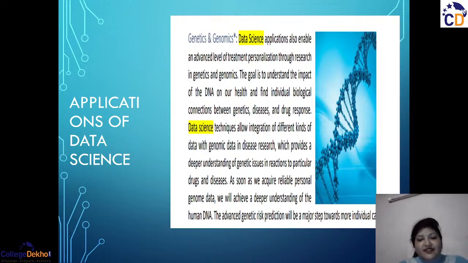So obviously, advanced genetic risk prediction will be a major step towards individual care. So why don't we have such machines that, based on your past history, the patient history or genetic history, predict the diseases and accordingly prescribe the medicines?